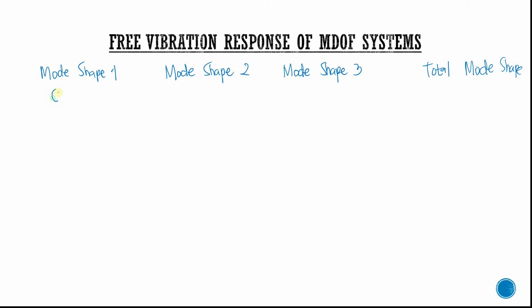You remember the topmost floor, the mode shape 1 for the third floor, that is 1.0. The mode shape 1 for the second floor is equal to 0.892. And then the mode shape 1 for the first floor is equal to 0.714.